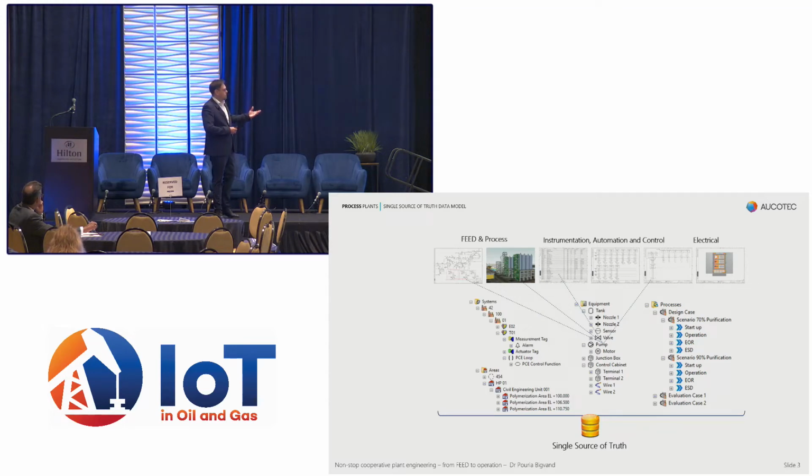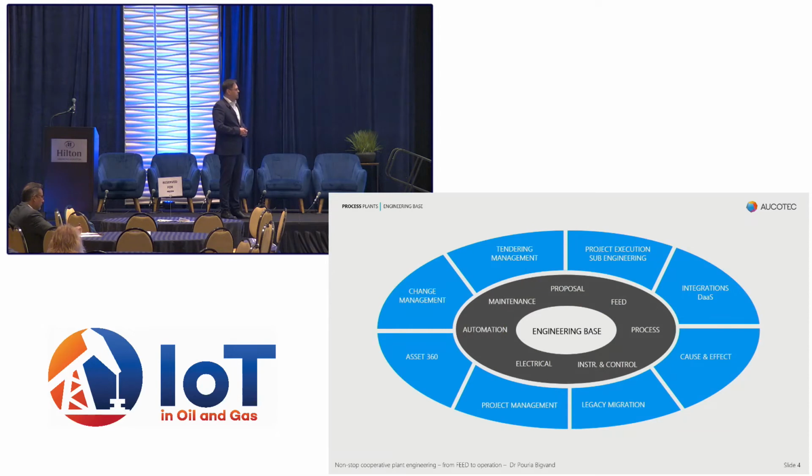And this is basically what we offer to the market as a platform. So this is the concept of our product, and the product is called Engineering Base. This platform can be used from proposal engineering, from the first step of designing a plant, up to the point of maintenance. So FEED, process, instrumentation and control, electrical, automation, and maintenance all work together in one platform, regardless of whether they are in different standards or different languages. It doesn't matter. They all work on the same platform.